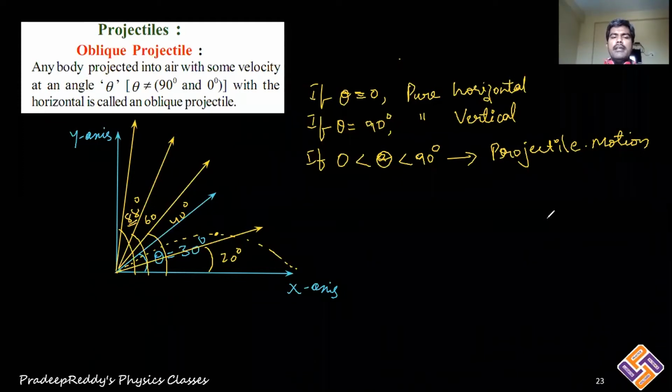Therefore, if a body is being given velocity in such a way that the velocity vector makes an angle theta other than 0 and 90, it is said to be projectile motion. Now we will be learning about projectile motion in detail. How does this body travel, what is its path, and what happens along x-axis and y-axis, that we will be discussing in today's session.